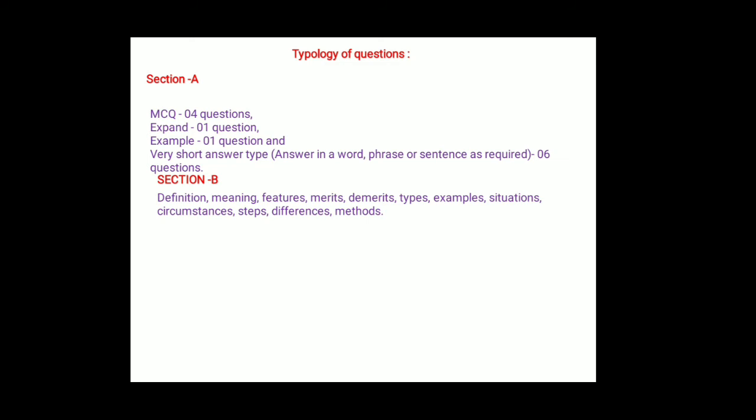Apart from the definition, we get questions related to meaning, features, merits, demerits, types, examples, situations, circumstances, steps, differences, and methods. Based on these aspects, we get 2 mark questions under Section B.